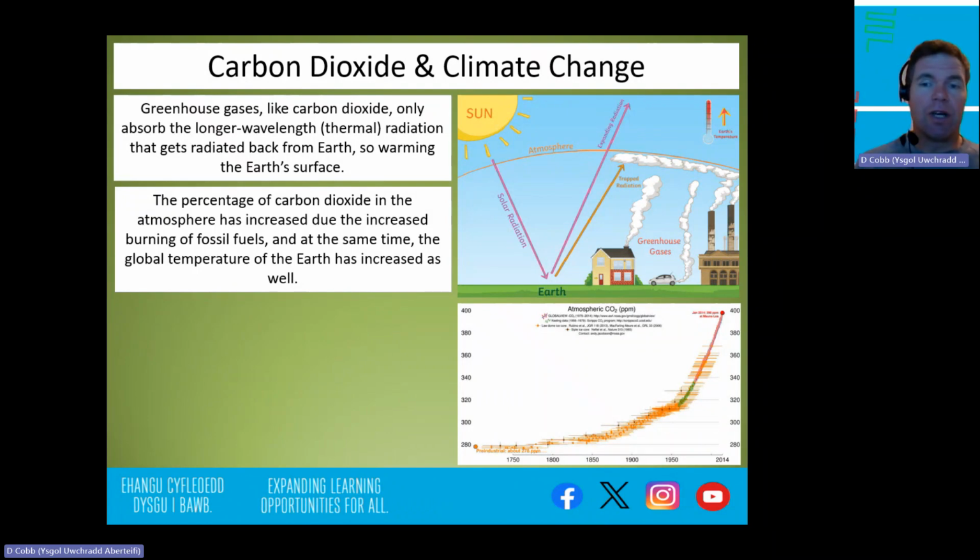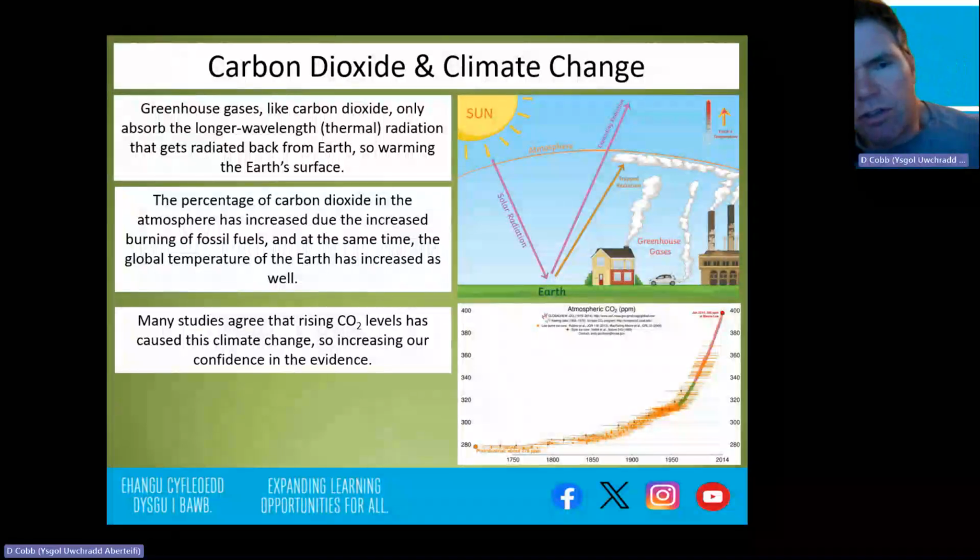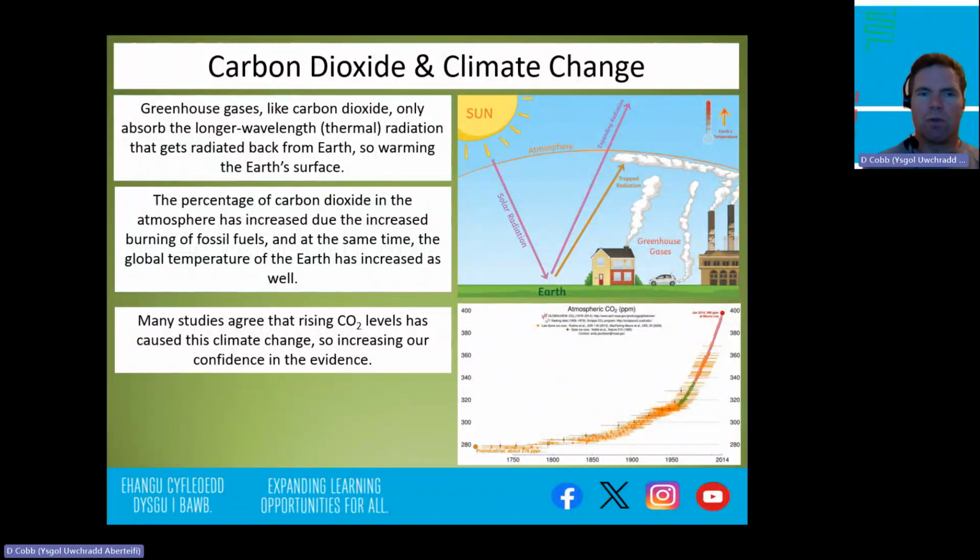And to add on to that, we know that carbon dioxide levels have increased significantly. We know that that's happened at the same time as the increase in fossil fuel being burned, but we also know that global temperatures have increased during that time too. And because we know the way in which carbon dioxide and other greenhouse gases trap that thermal radiation closer to the Earth's surface, it's an easy step to say that's very good evidence that it's the increase in CO2 levels that has caused the warming of the Earth, the global warming. Okay. Now, lots of studies have been done on this, and lots of studies have agreed that it's the rising CO2 levels that have caused that climate change.